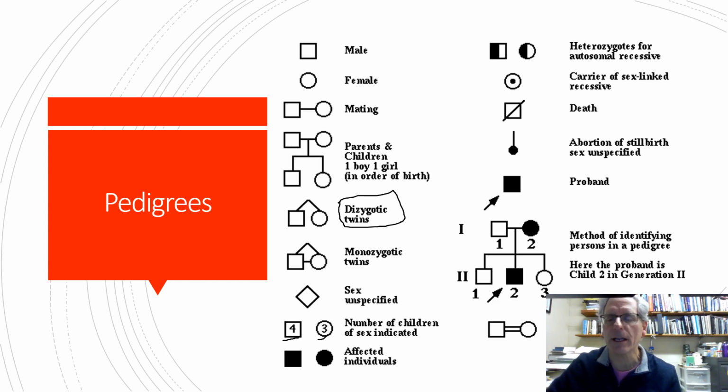And if that particular trait is known to map to the X chromosome, you would designate it like this. A slash across either a circle or a square means that that individual is dead. And if this sibling died in a miscarriage, you would make the square or the circle very small. Now, if you don't know the sex, you can simply fill it in very small like that.